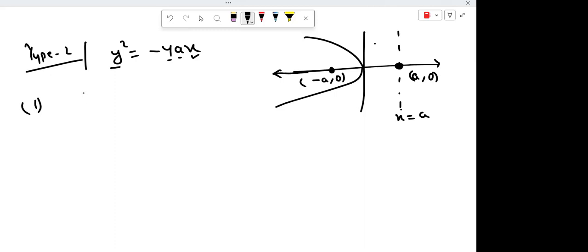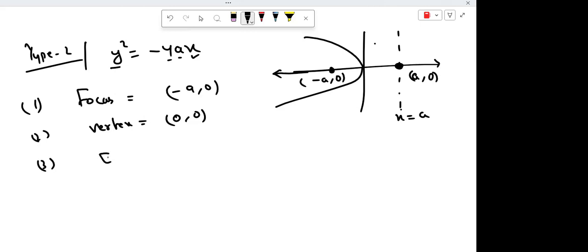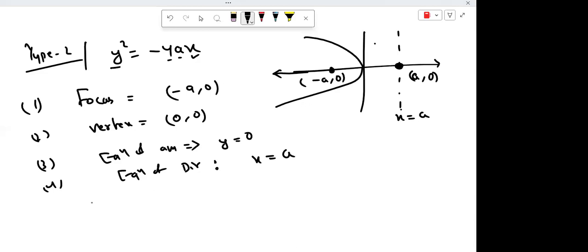So write down everything about this also. Focus in this type of equation is (minus a, 0). Vertex is (0, 0). Equation of axis is the same, y equals 0. Equation of directrix changes, which is x equals a. Length of LR is still the same, which is 4a. Note it down, draw the diagram.